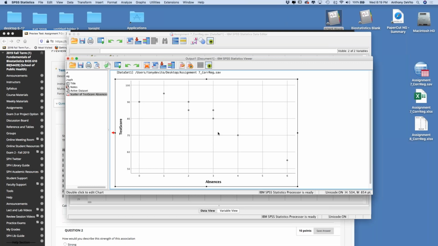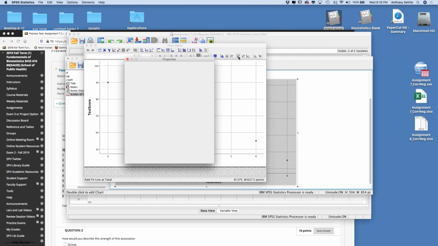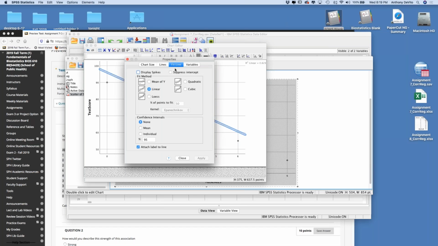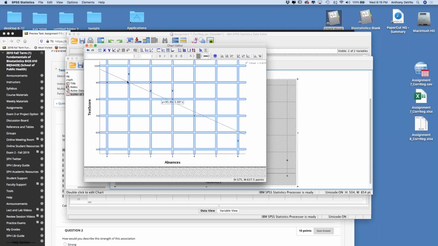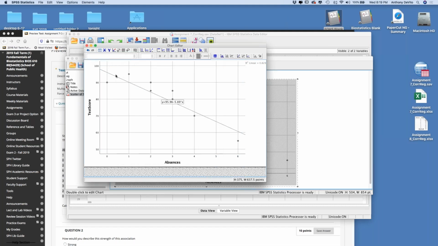Okay, now just a dirty little secret. If I double click on this, it opens the editing window for the chart. I can actually create that line here. I click on there for a fit line, and just open it and close it. It automatically creates that line that balances the values that are above and below this line. Okay, so that gives us an idea of what the association is like. In other words, how quickly, as we go up in absences, the test scores fall.